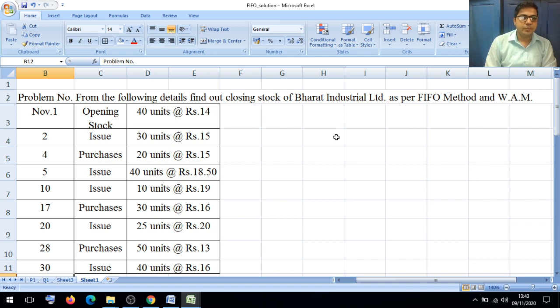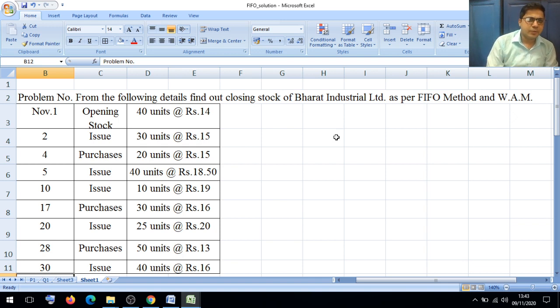10th November issue 10 units at the rate rupees 19. 17 November purchases 30 units at the rate rupees 16. 20 November issue 25 units at the rate rupees 20, and 28 November purchases 50 units at the rate rupees 30. Now 30 November issue 40 units at the rate rupees 16.